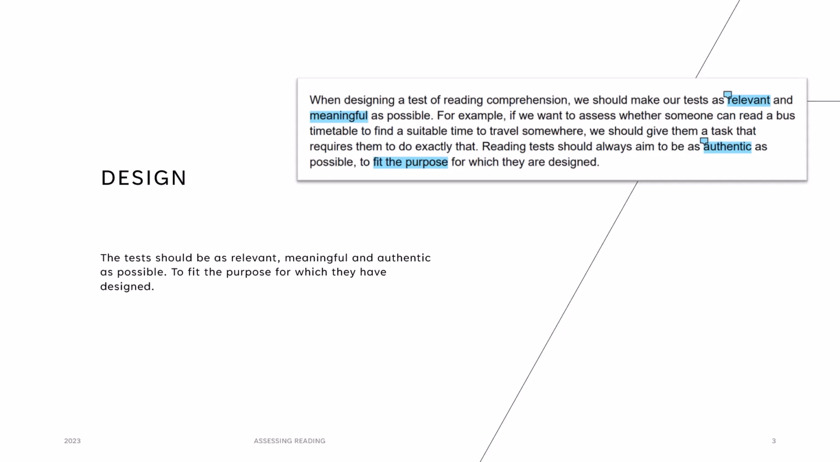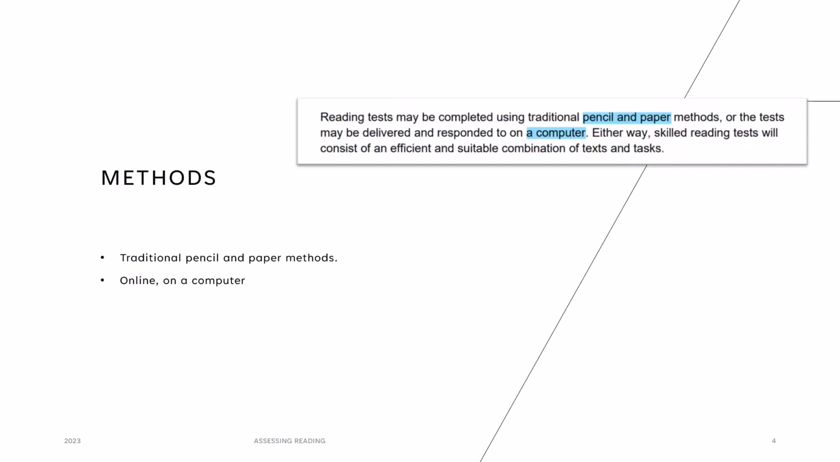When designing a test of reading comprehension, we should make our tests as relevant and meaningful as possible. For example, if we want to assess whether someone can read a bus timetable to find a suitable time to travel somewhere, we should give them a task that requires them to do exactly that. Reading tests should always aim to be as authentic as possible, to fit the purpose for which they are designed.